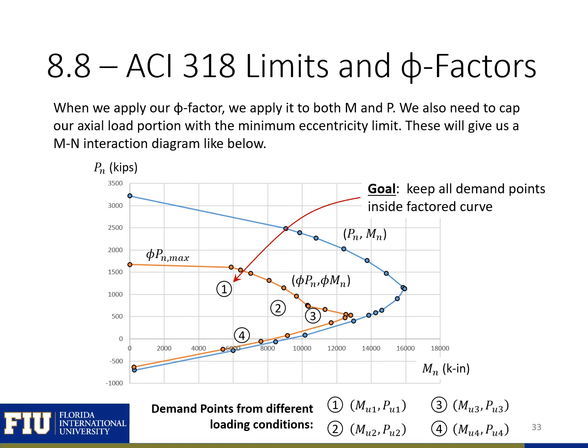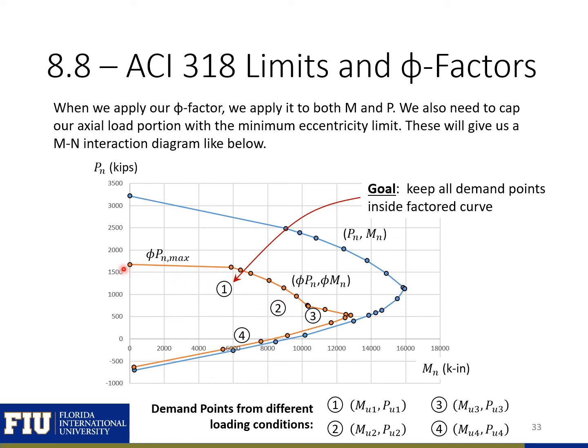When we apply our phi factor, we apply it both to our moment and our axial load. And we also need to cap the axial load portion based on our minimum eccentricity limit. So you can see here we have our unfactored moment-axial load interaction diagram for the column that we've been looking at. And then we have our factored curve.